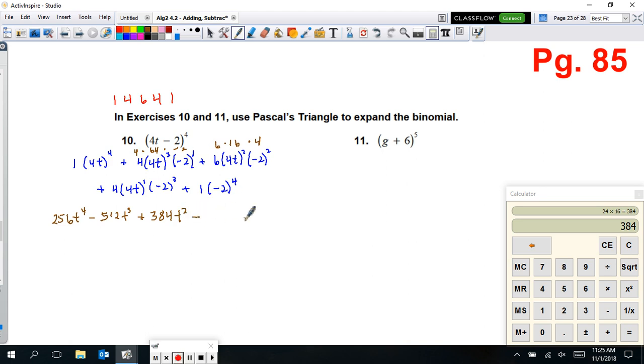Next term I know is going to be negative. I can just put the negative down right now. So it's going to be 4 from the Pascal number times 4 to the first, so that's a 4 there as well.